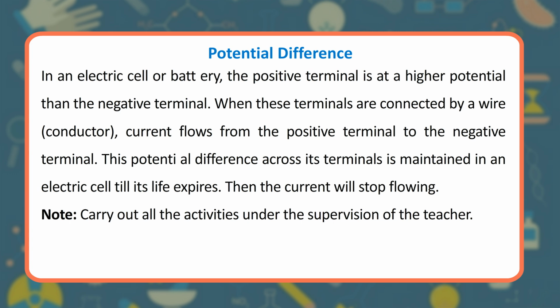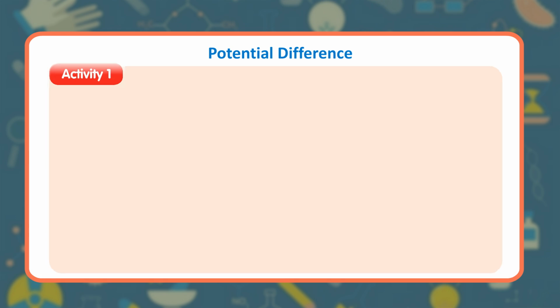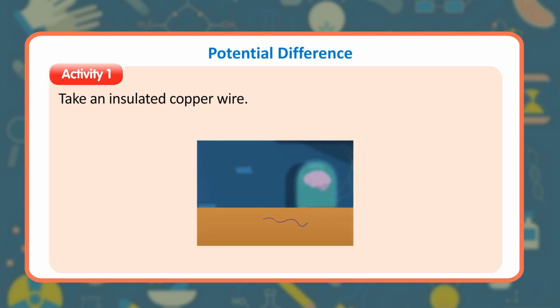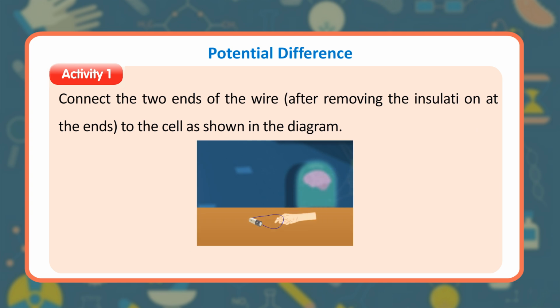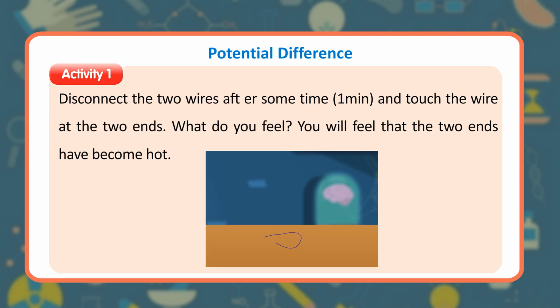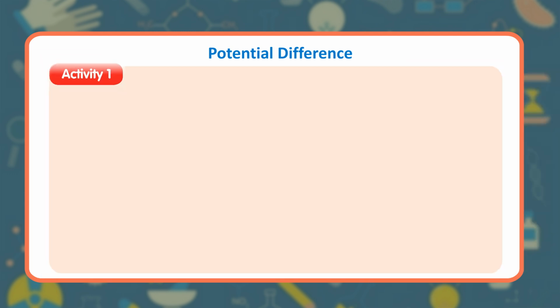Note: carry out all the activities under the supervision of the teacher. Activity: take an insulated copper wire. Connect the two ends of the wire, after removing the insulation at the ends, to the cell as shown in the diagram. Disconnect the two wires after some time, 1 minute, and touch the wire at the two ends. What do you feel? You will feel that the two ends have become hot.